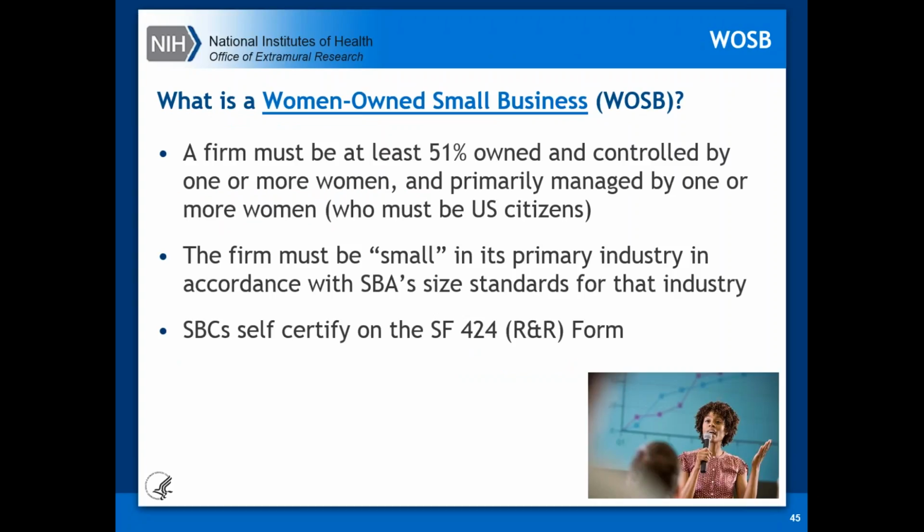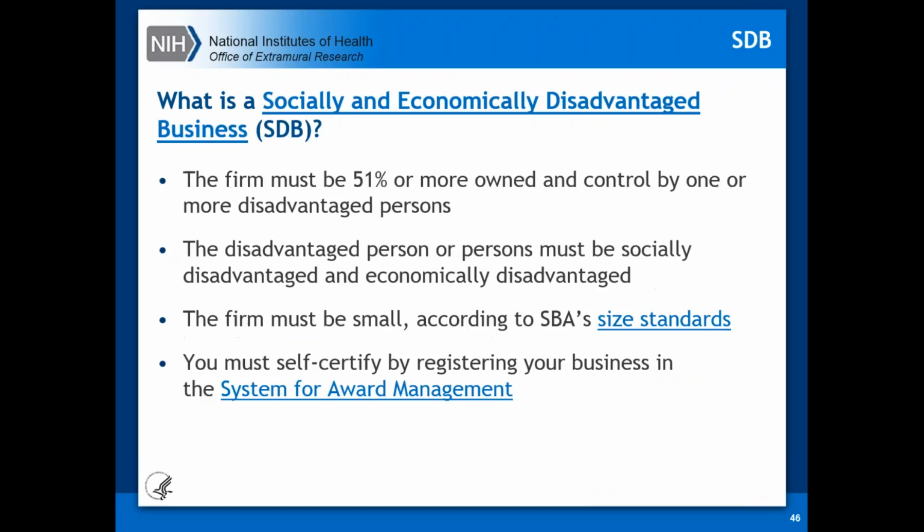Okay. So you're aware there are certain criteria, for example, what is a woman-owned small business? We are interested in women-owned small businesses and socially disadvantaged businesses applying to the program. With respect to women-owned small businesses, the firm must be at least 51% owned and controlled by one or more women and primarily managed by one or more women who must be U.S. citizens. The firm must be small in its primary industry in accordance with the SBA's size standards for that industry, and the small business must self-certify on the SF424 R&R form, the application form.